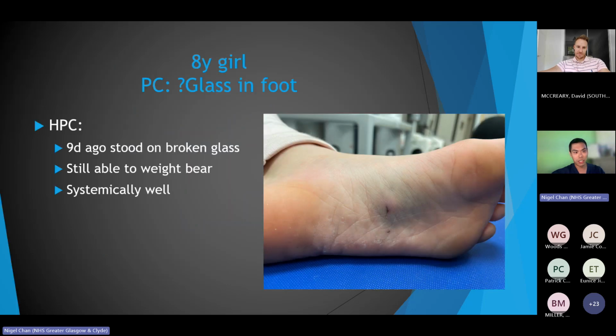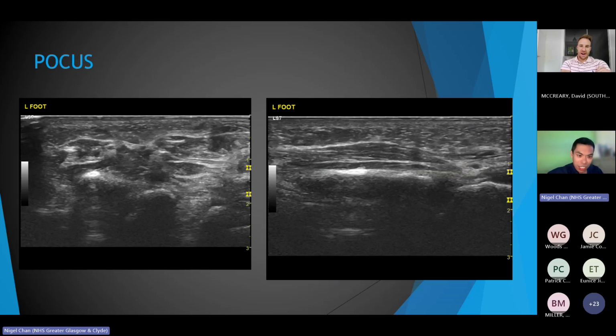Foreign bodies. So this is a girl who over a week ago stood on a bit of glass. I did get consent from parents to use these pictures. So this is what her foot looked like here. You can see it's actually quite bruised, and there's a bit of a cut here. Fortunately, these are not clips, but just pictures. Now I'm not an expert in foot anatomy, but I can tell you that this big bright bit shouldn't be there. So this is what glass looks like on ultrasound.